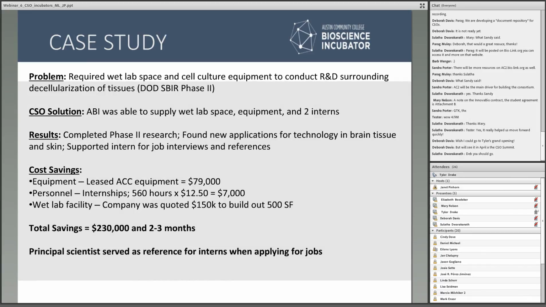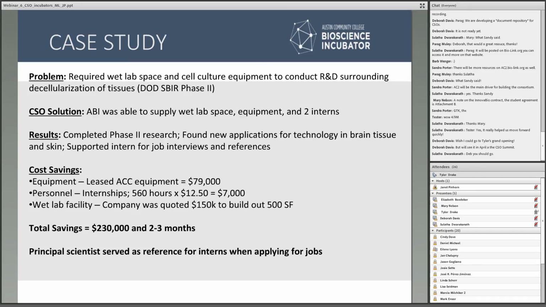So second case study, I'm almost out of time, so I'll go really, really briefly. This company was awarded a Department of Defense SBIR Phase 2 grant, and once again, they were shopping around Austin trying to find a place to actually do the research. When we met them, we were able to supply wet lab space, some equipment, and 2 interns for this company. Long story short, after about a year, they completed their research.